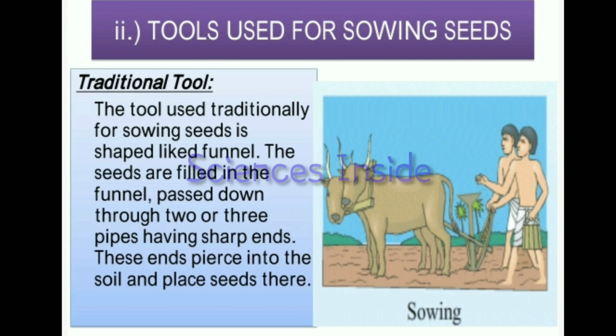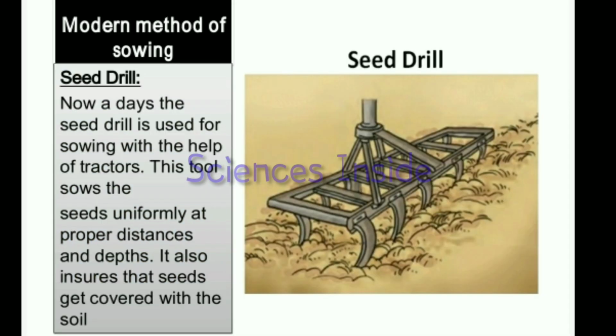In broadcasting, it involves the scattering of seeds by hand. This has 2 disadvantages. The seeds are not evenly distributed and they lie too close to the surface. Even though seeds can be covered with soil, the problem of uneven spacing remains there. So a modern method of sowing seeds was required. So here comes our seed drill.